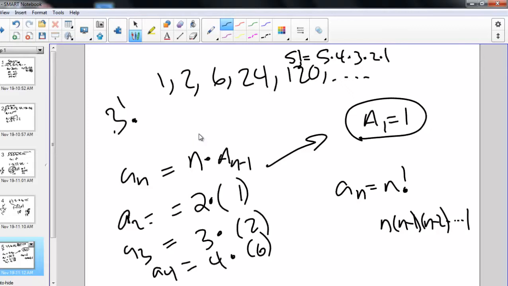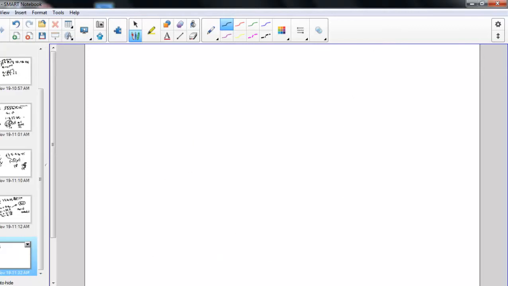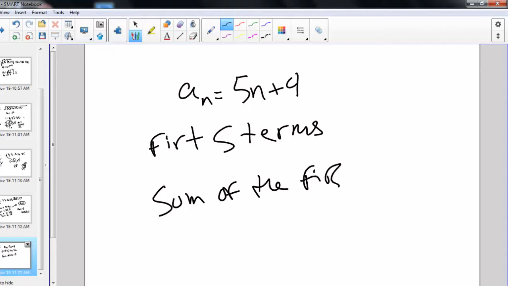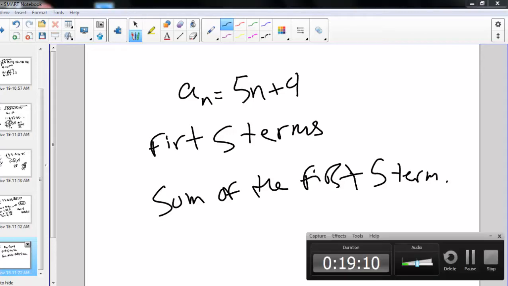So here's what we're going to do next. I'm going to give you the general term. A to the n equals 5n plus 4. I want you to find the first 5 terms, and then I want you to find the sum of the first 5 terms. So find them, and then let's find the sum. And we'll pause here. Plus 9? Plus 9 or 4? No, that's a 4 dot. Just my handwriting's not very good.